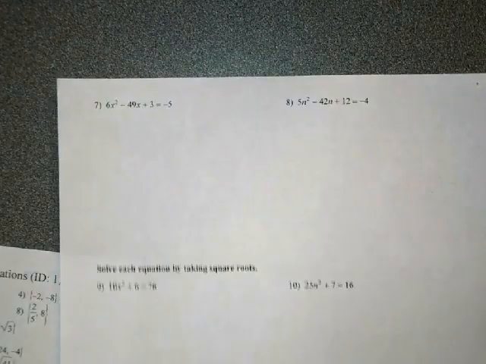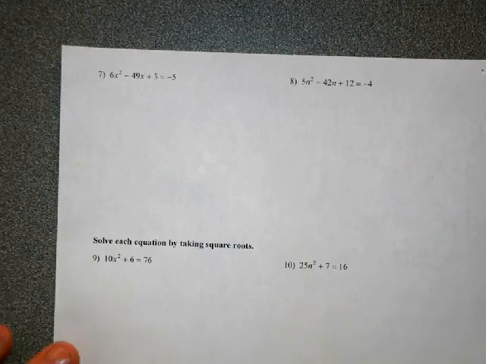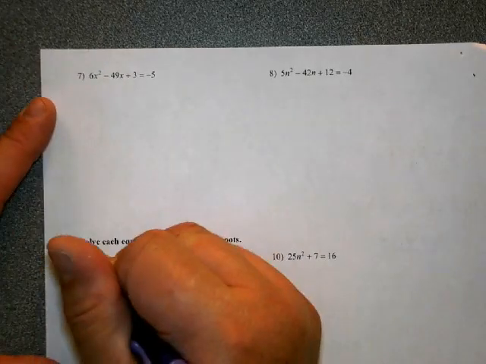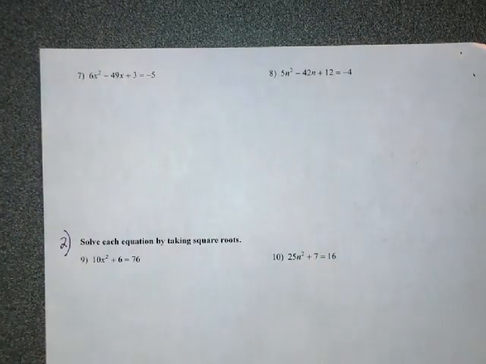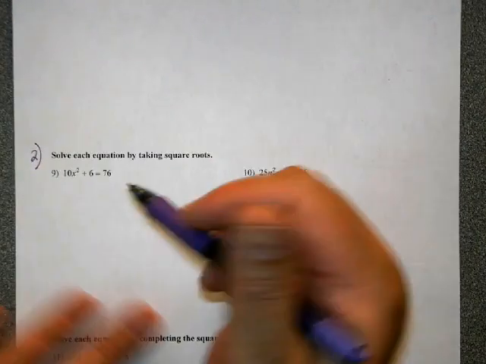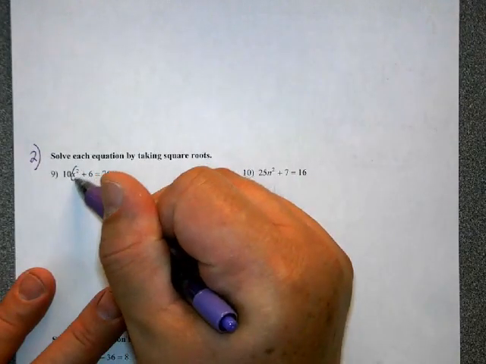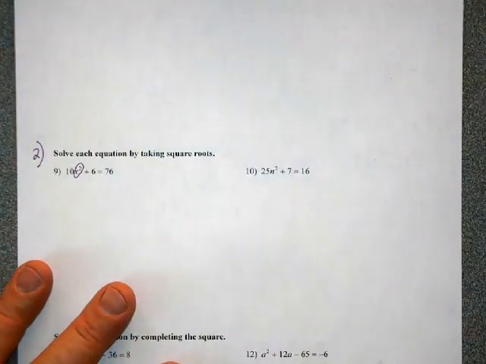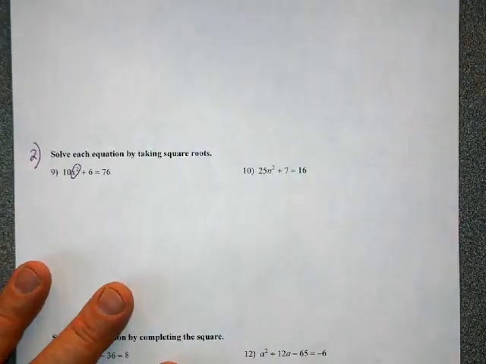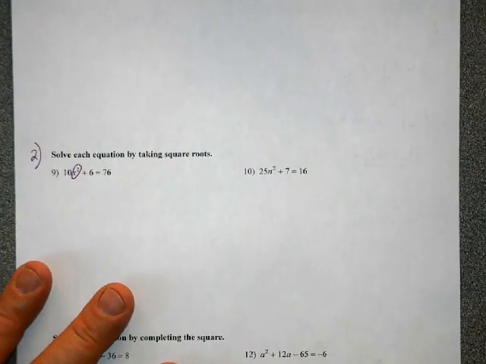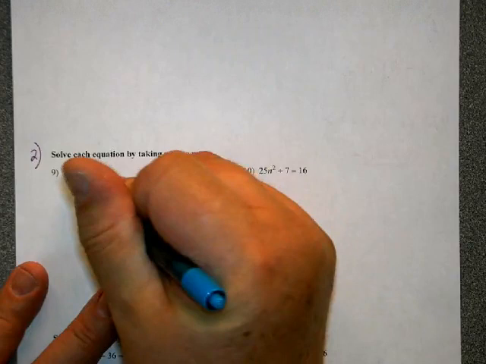Then the second method I taught you guys was by taking the square roots. Now this one was actually kind of easy, right? Where you get the x squared by itself. So you have to get that x squared by itself. In order to do that, I'm going to get this 6 on the other side, right? So I'm going to subtract 6.